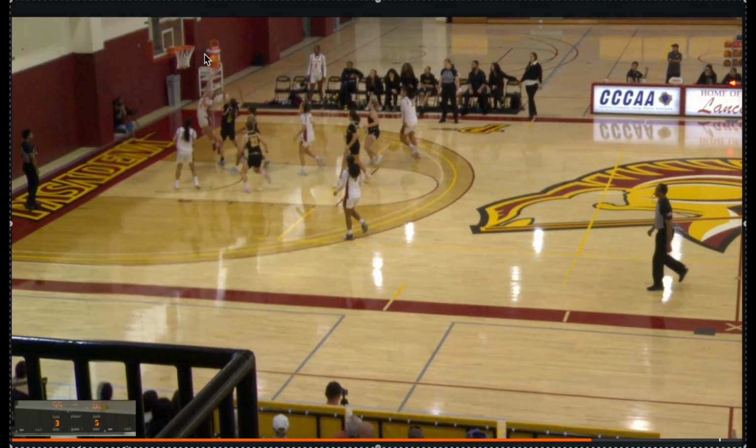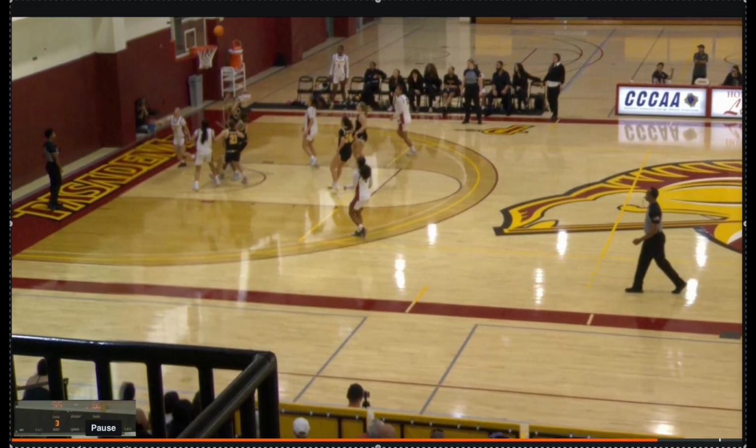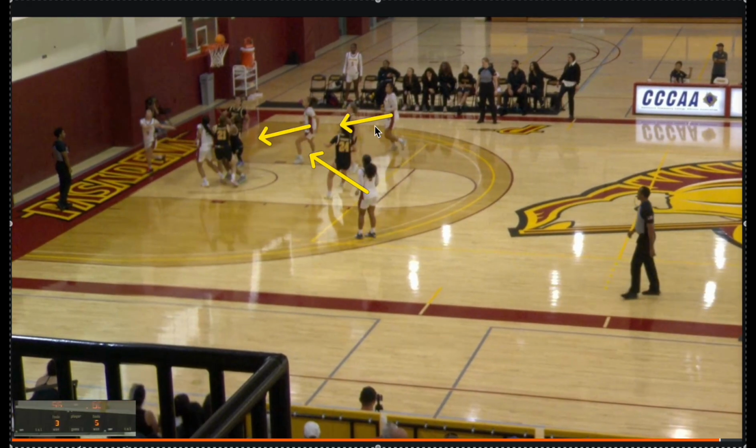So remember, as the shot goes up is when I'm turning my head and I'm looking for where's my man at? Who can I go stand in between? Once it hits the rim, this is who has a path. Free lane. They can get the board if they want it.